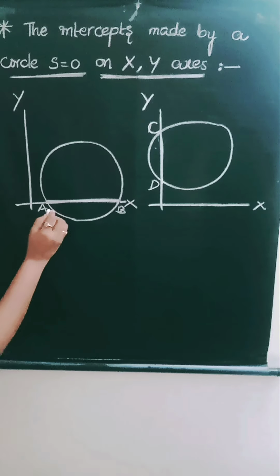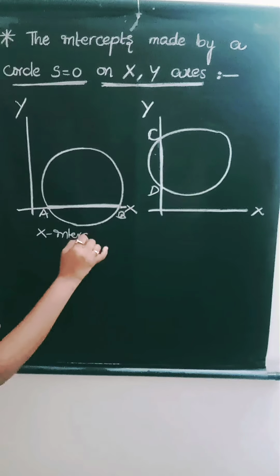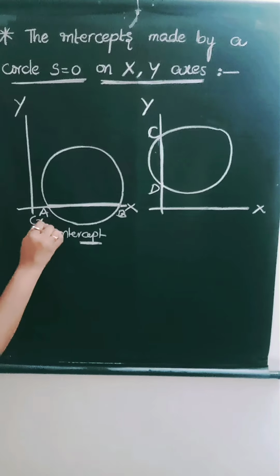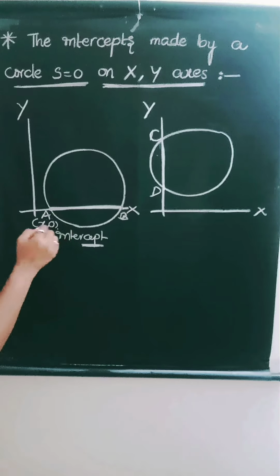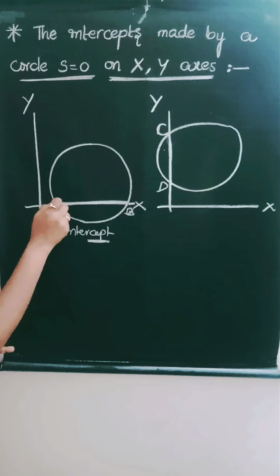Now we are finding the AB length value, the x-intercept value. We are finding the value of the x-intercept of the circle. So further, first we are taking the point A = (x, 0), which is a point on the circle and on the x-axis.